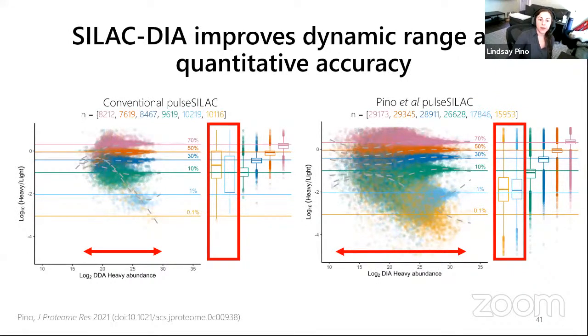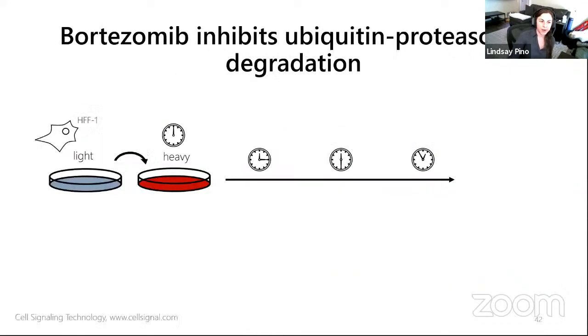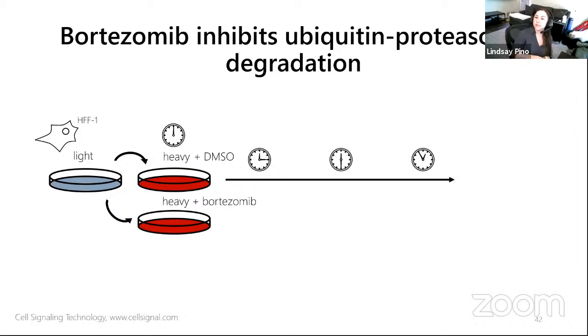So we wanted to apply this in maybe a more interesting system than this benchmark. And what we decided to do was look at bortezomib treatment. This experiment is performed the exact same way. We're taking these human cells, growing them in light for a while. Then we're going to switch them to heavy media. But at the point when we switch them to heavy media, we're going to treat one set of samples with DMSO. The other set of samples we're going to treat with this drug, bortezomib.